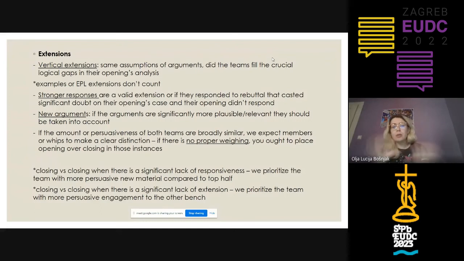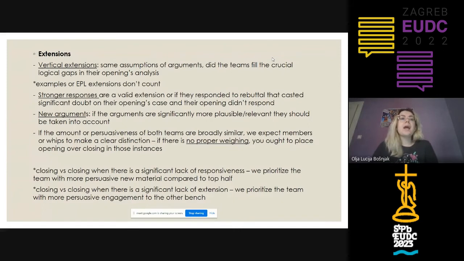And then secondly, when you are evaluating closing versus closing with a significant lack of extension, you're probably going to look at the team that had more persuasive engagement with the other bench. I think both of these work in the same way, right? If both closings are just not really responsive, it was shallow, they just didn't have anything, and there's quite clearly a top half, you're going to find something to evaluate it. Basically, this is what I wanted to flag. It's either going to be some new content in the member, or some new rebuttal or whip, just find something new and then credit that in these very sad instances.